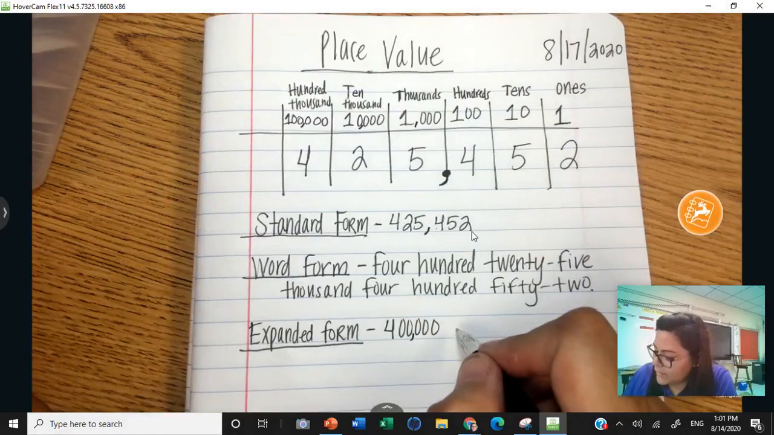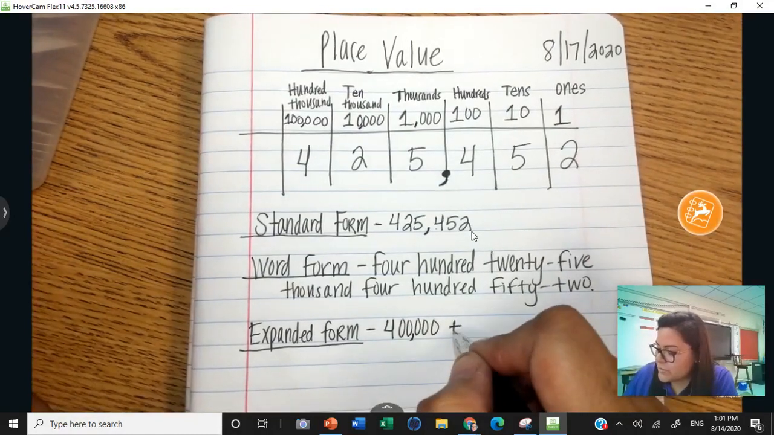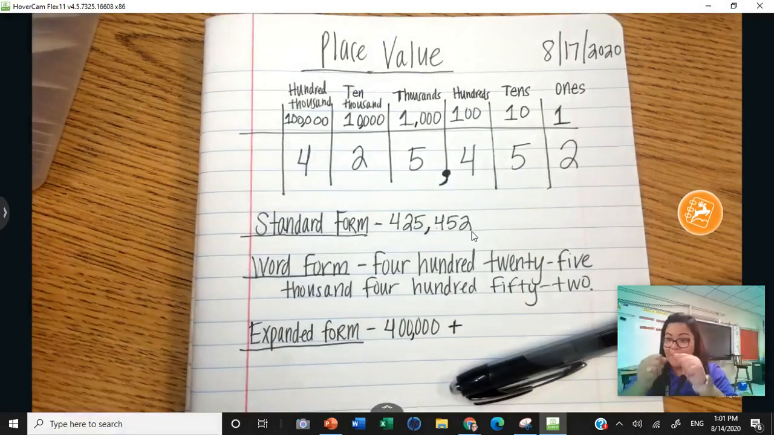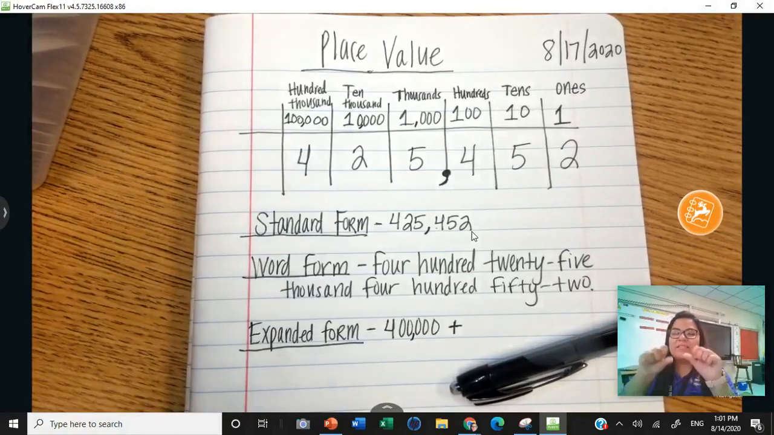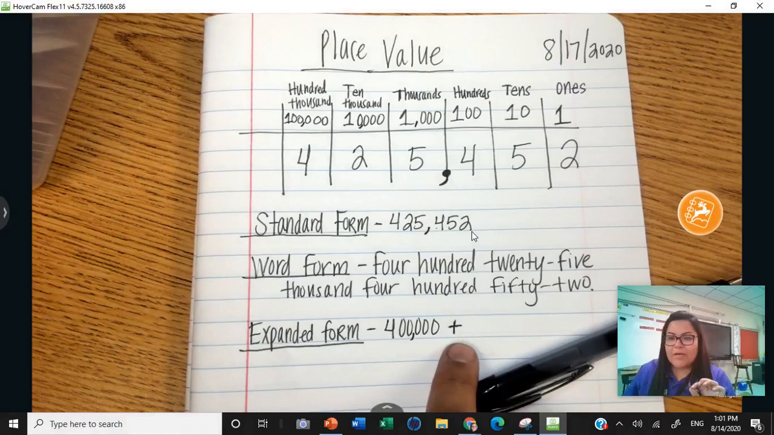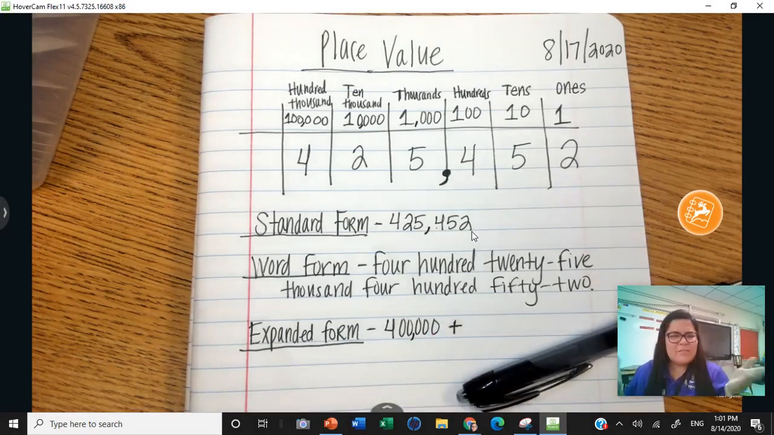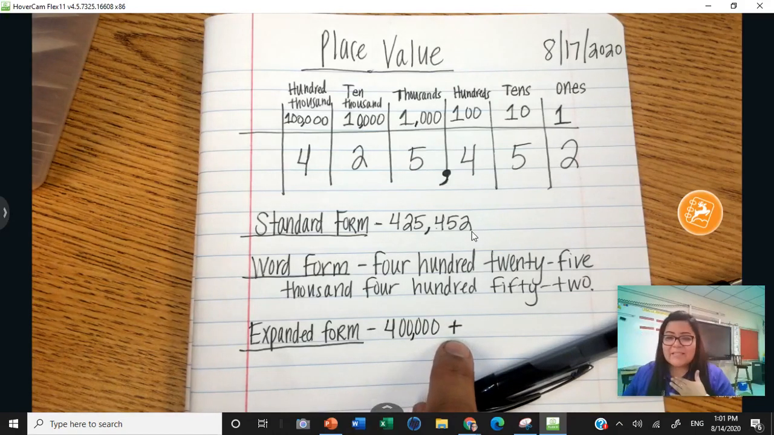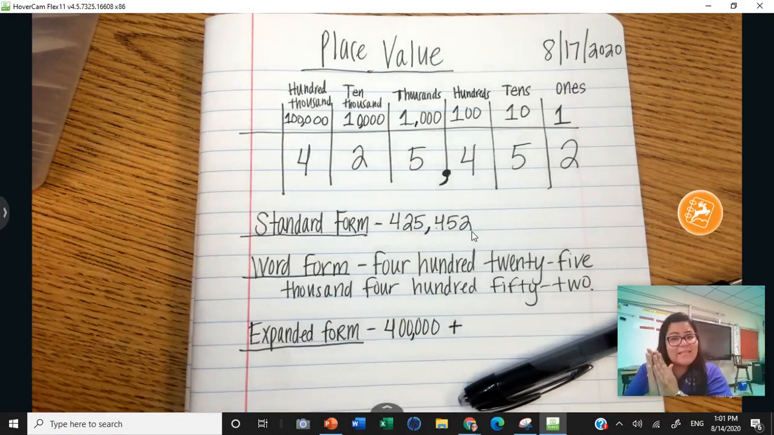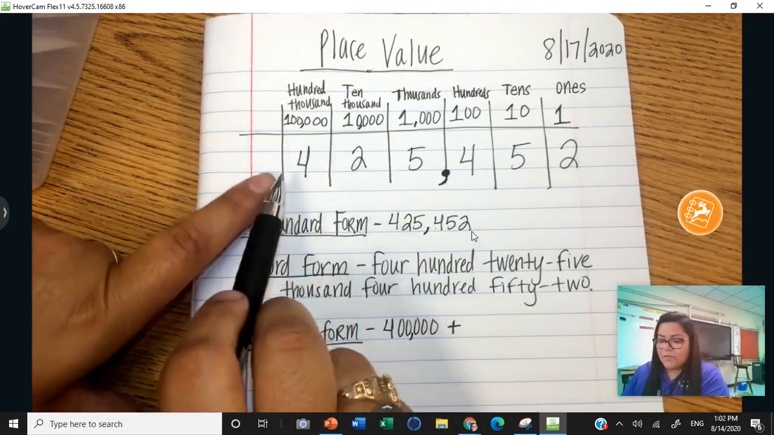Okay, next one. An expanded form, boys and girls, is represented, well, we decompose, remember, and we separate it into smaller numbers, but we organize them with plus signs, because what does plus mean anyway? Plus means we put together, right? So when we decompose, we break them up into smaller pieces, but the plus signs let us know that we can put them back together to make the number, okay? So I'm done with the 4.